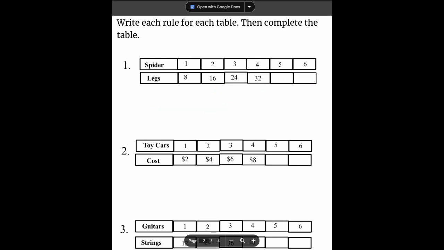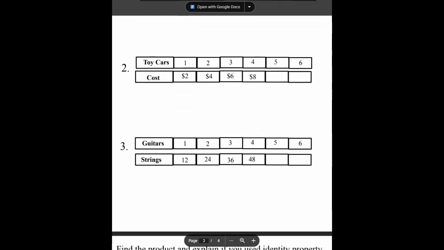And then moving on, toy cars. So 2, 4, 6, 8, 10, 12. And then for every one car, it costs $2.